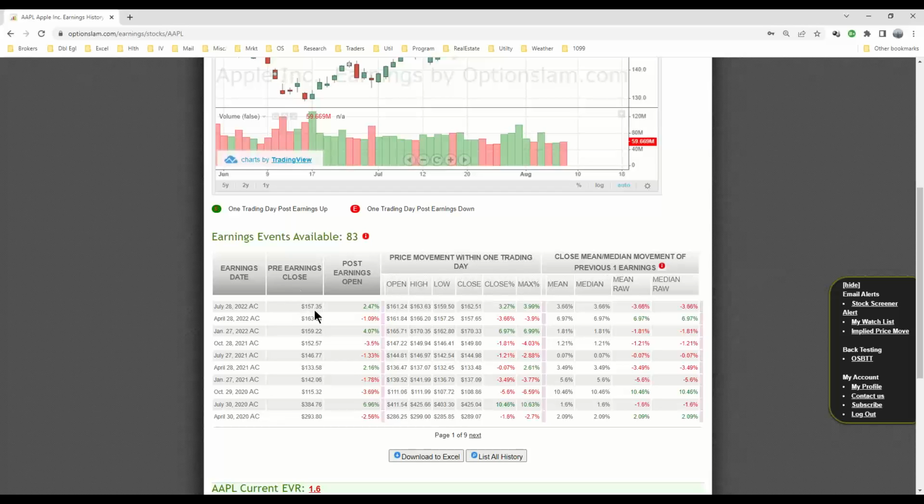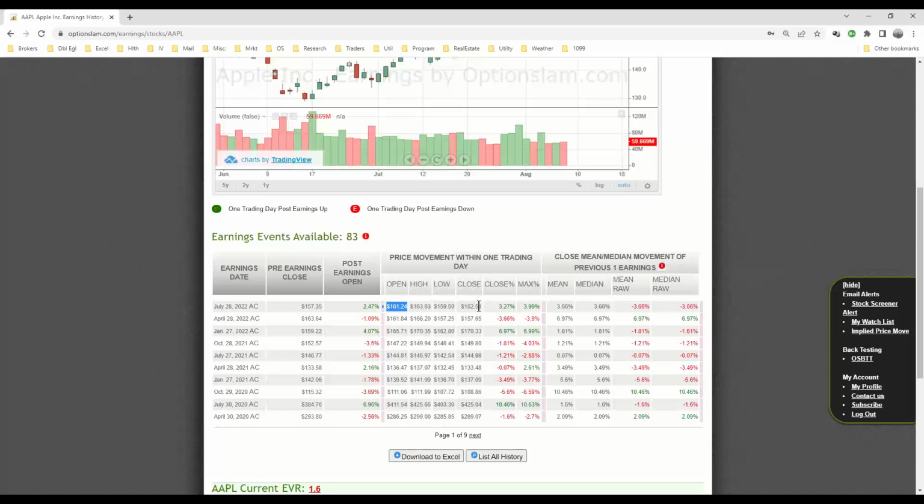What was the price of the stock? The last published price of the stock prior to the earnings event actually being released. So July 28th, after the close, was when this earnings announcement was made public. So this is the closing price of July 28th. 157.35 is the closing price of Apple on July 28th, and that is the last price prior to the earnings event being announced. The next morning, the stock opened up 2.47%. The next morning, the stock opened up at a price of 161.24, and we simply convert that to a percentage for you. Okay?